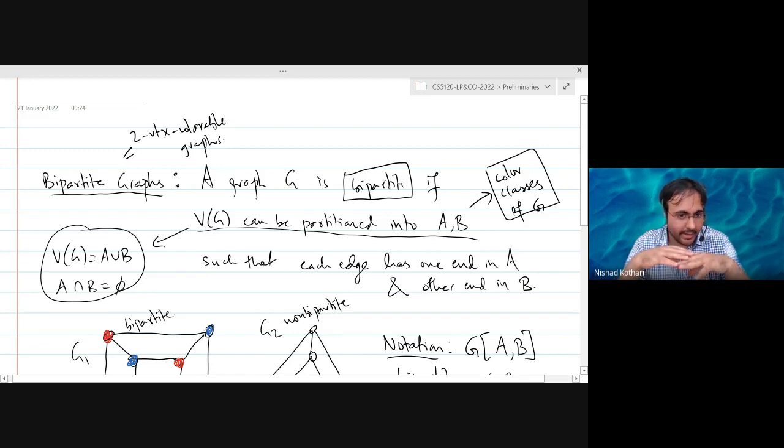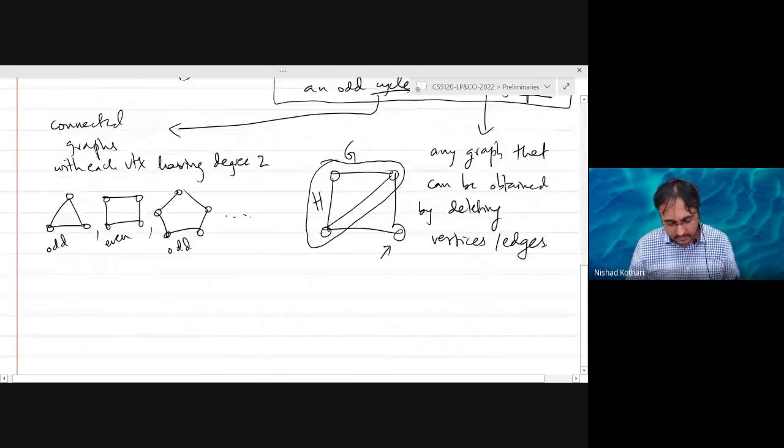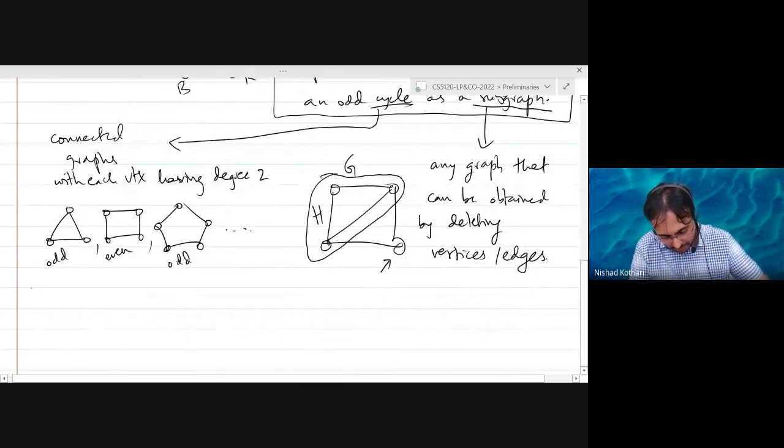You will see that when I tell you the particular years in which results were proved. Generally, there's a gap of 20, 25, 50 years between the problems being solved for the bipartite case and for all graphs. Okay, so that's one of the main reasons we are talking about bipartite graphs.